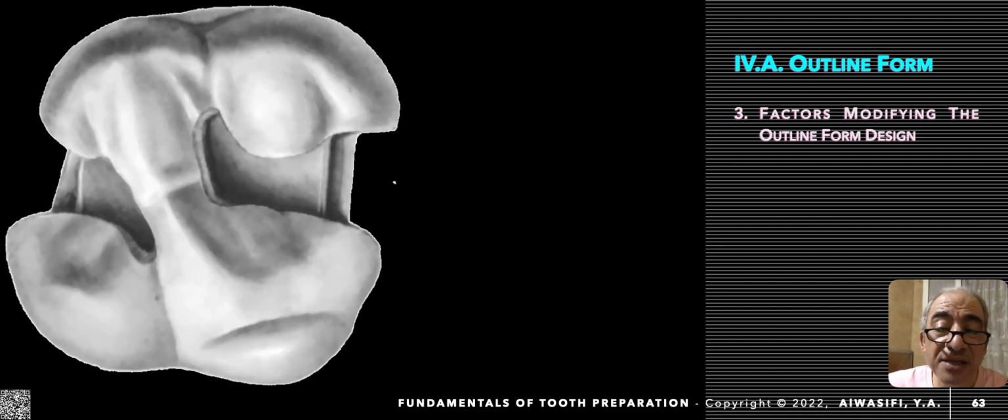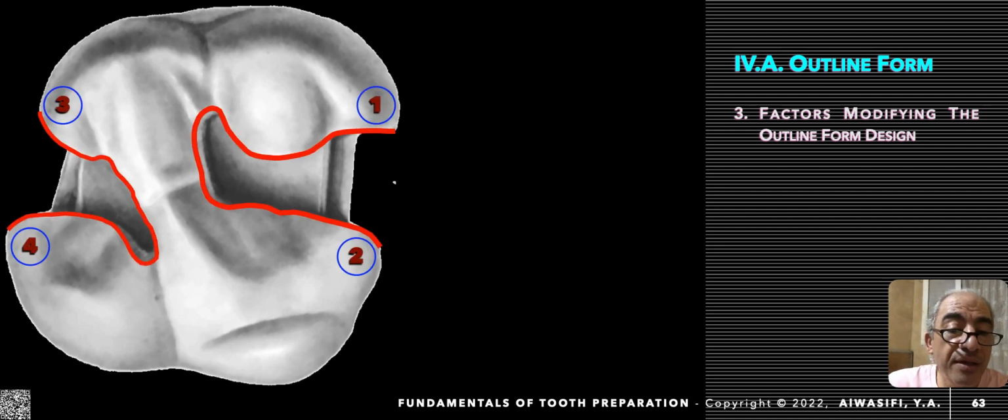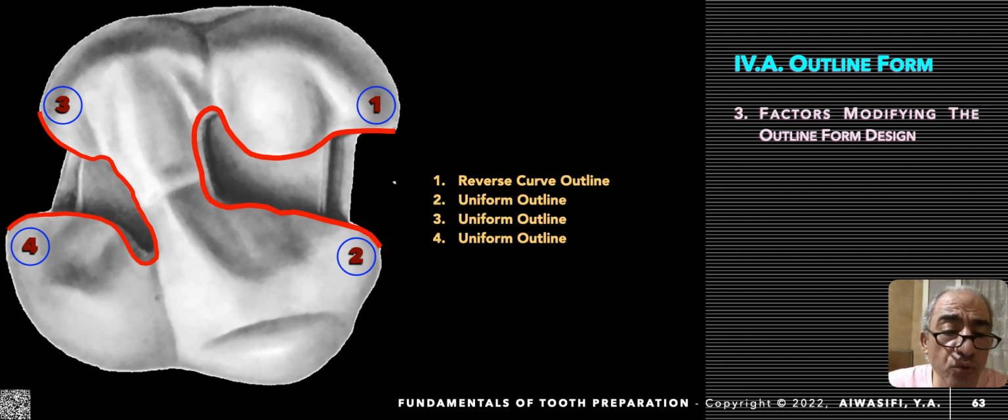Okay, this is another tooth. You could note that number 1 is a reverse curve, number 2, 3, and 4 are uniform curve. Please note that always you are in need for the reverse curve towards the buccal, not the lingual. Why? Because always, if you remember from the previous chapter, the contact is shifted toward the buccal area, not towards the lingual area.